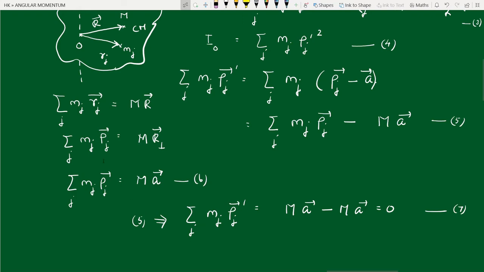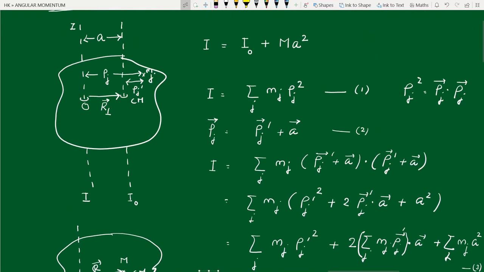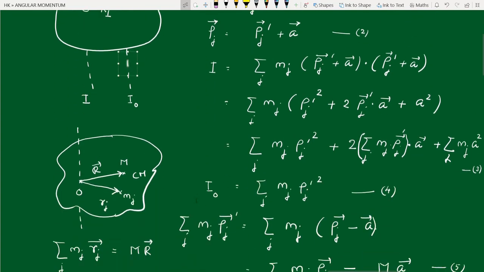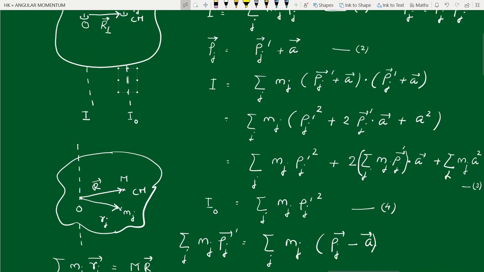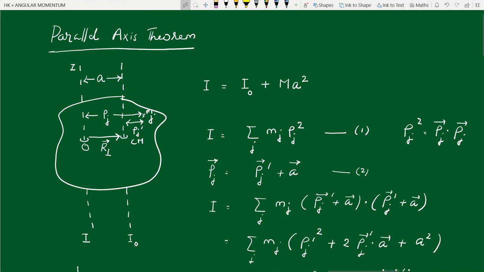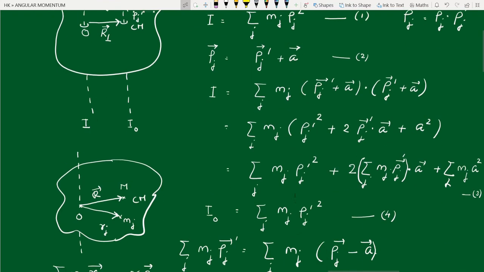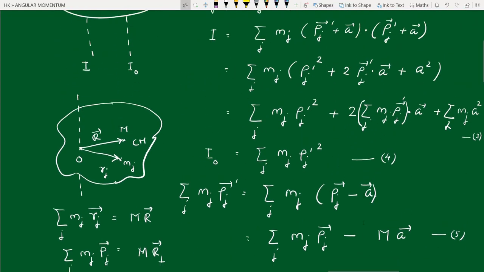Okay, so this term has become 0. Now coming back to equation 3, the first term here in equation 3 is nothing but the moment of inertia about the axis passing through the center of mass, about this axis, I0. And we have shown that this term is basically the moment of each particle about the axis passing through the center of mass, and this term turned out to be 0, from the definition of the center of mass.